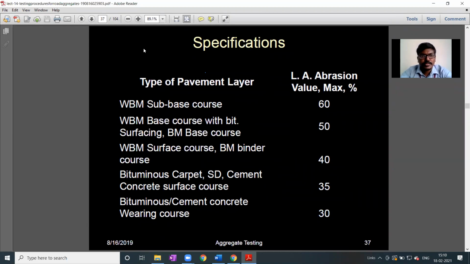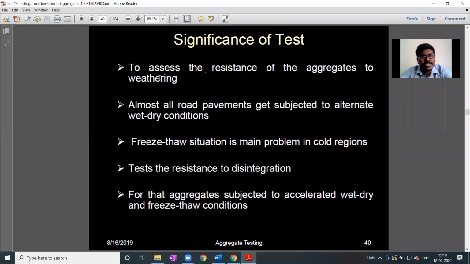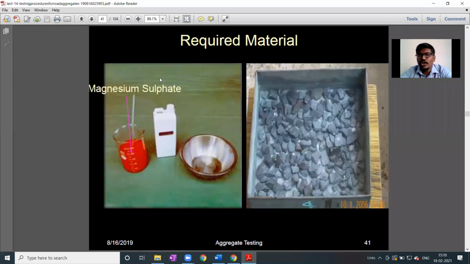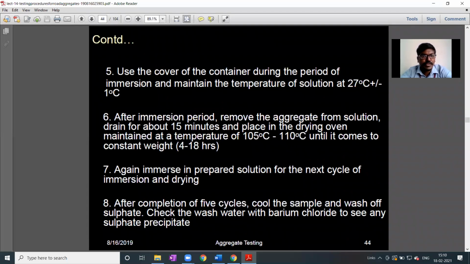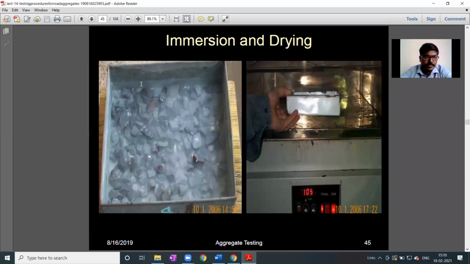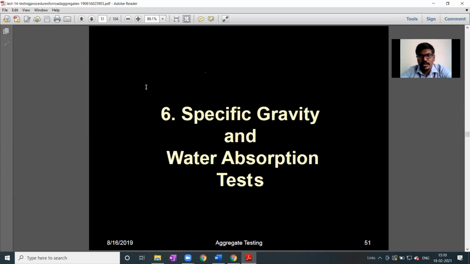Moving to the next, sorry, it's already 1:30. I'll move fast. Next, soundness, which I already discussed, that is the durability test, with sodium sulfate, aggregates, preparation, weight and all. Moving to the next, which is specific gravity and water absorption.